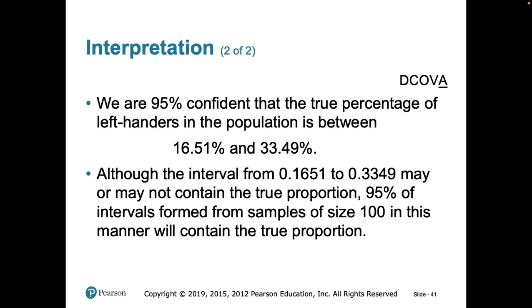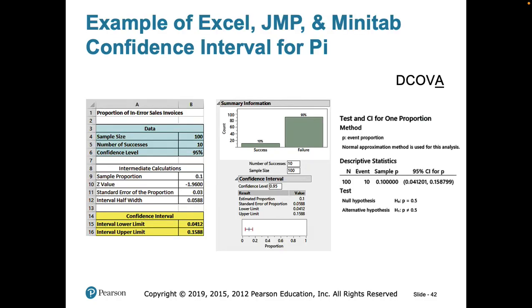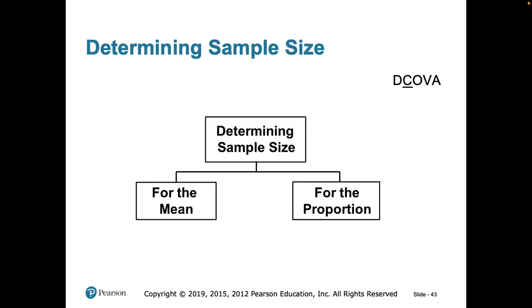So you can say with 95% confidence that the true percentage of left-handers in the population is going to be between 16.51% and 33.49%. Although the interval from 16.51 to 33.49 may or may not contain the true proportion, 95% of intervals formed from a sample size of 100 in this manner will contain the true proportion. So again, we still have some uncertainty there, the 5% where it might not be there, but in general, that's how you will do it.